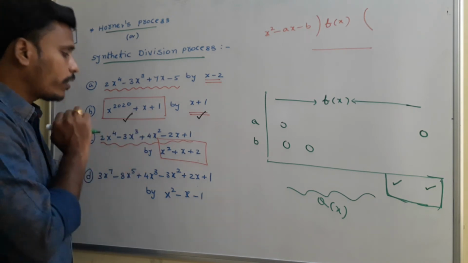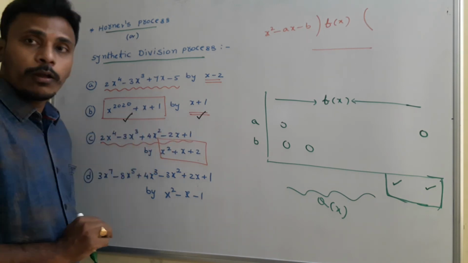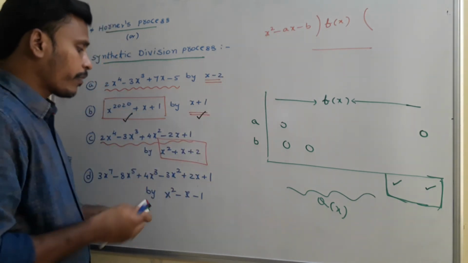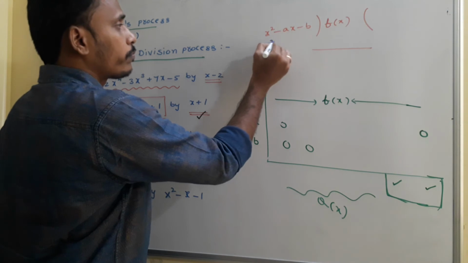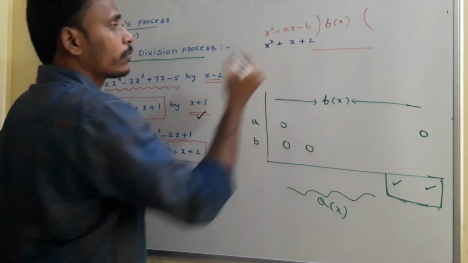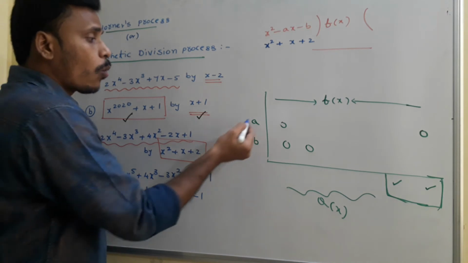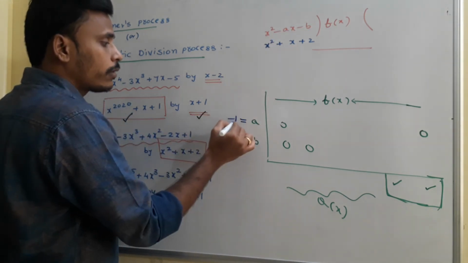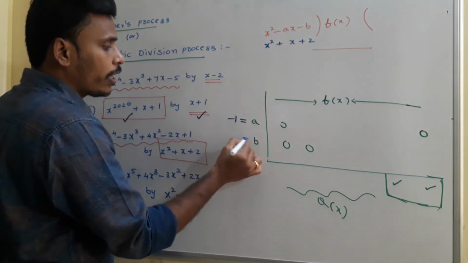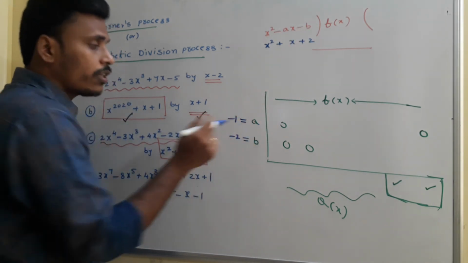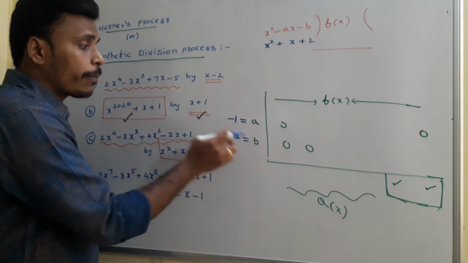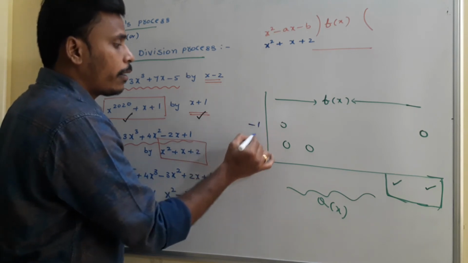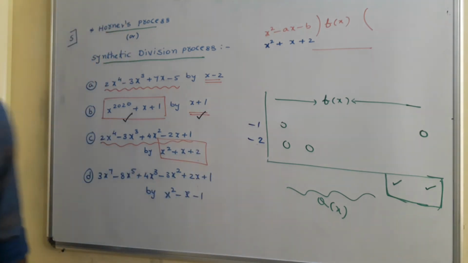Okay, now go with the problem. F of x is this given problem, and x square minus ax minus b is given by x square plus x plus 2. Since it is x square plus x plus 2, what do we need to take in the place of a? In the place of a we need to take minus 1. As well, in the place of b we need to take minus 2. This is minus 1, this is minus 2. I mentioned this just for your convenience, but as a problem you need to take it as minus 1 and minus 2. That's it.